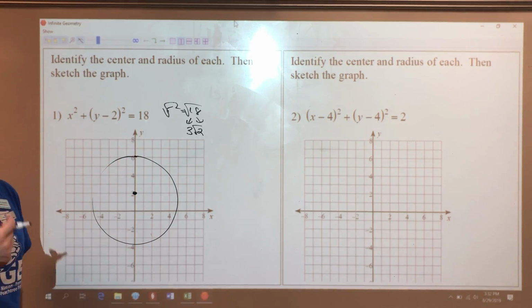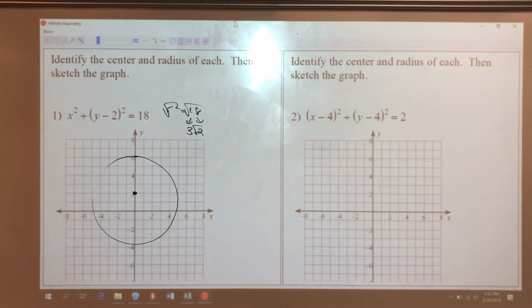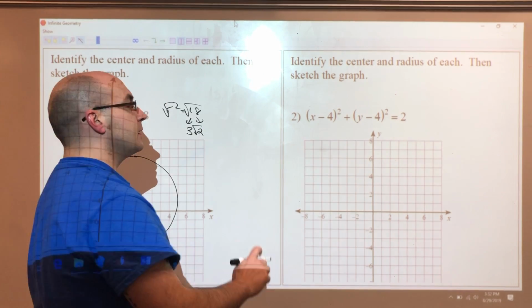Now that's just about as good as a circle can get without a compass. I don't know how we can get any better. So go ahead and pause me, and try number 2. I know it's going to be hard to graph it, but at least you can give me the center and the radius.